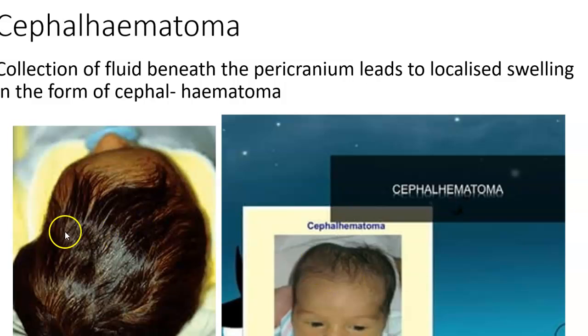Cephalhematoma is found below the periosteum, that is, subpericranial. It will be limited by the suture lines, and it is not coming out of the periosteum. It is localized under the periosteum, so it will take the shape of the bone. Here also you can see it is not spreading.